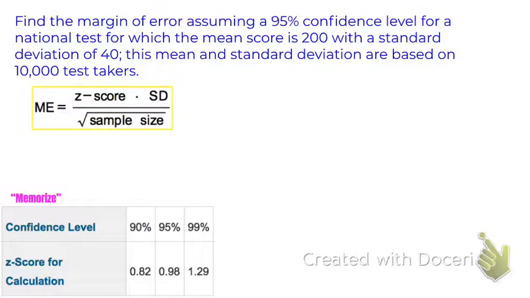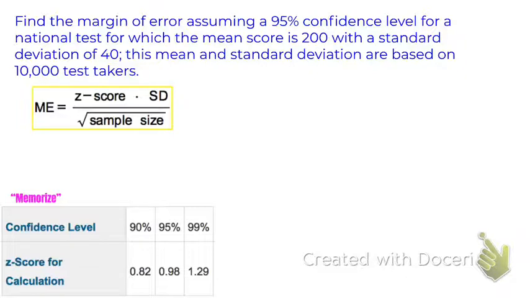All right, I'm going to talk through this example of finding the margin of error. It says find the margin of error assuming a 95% confidence level for a national test for which the mean score is 200 and with a standard deviation of 40. And that this mean and standard deviation are based on 10,000 test takers.